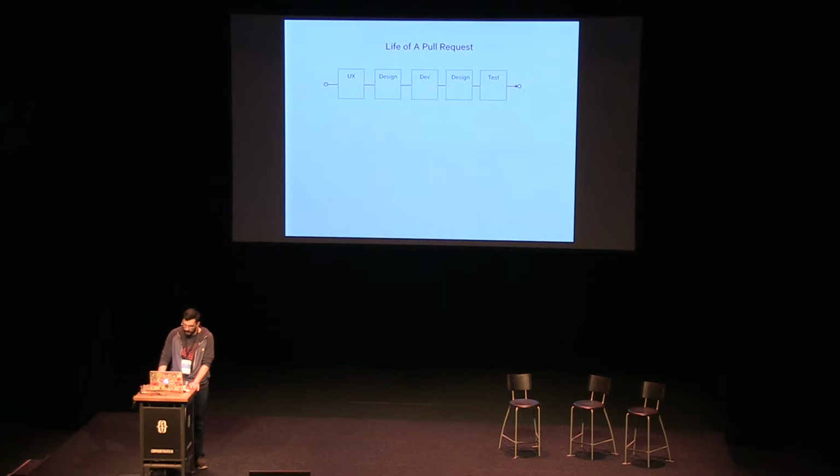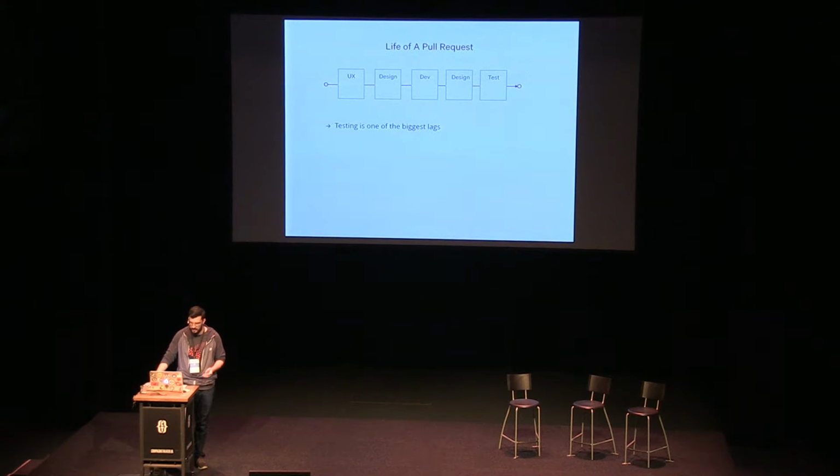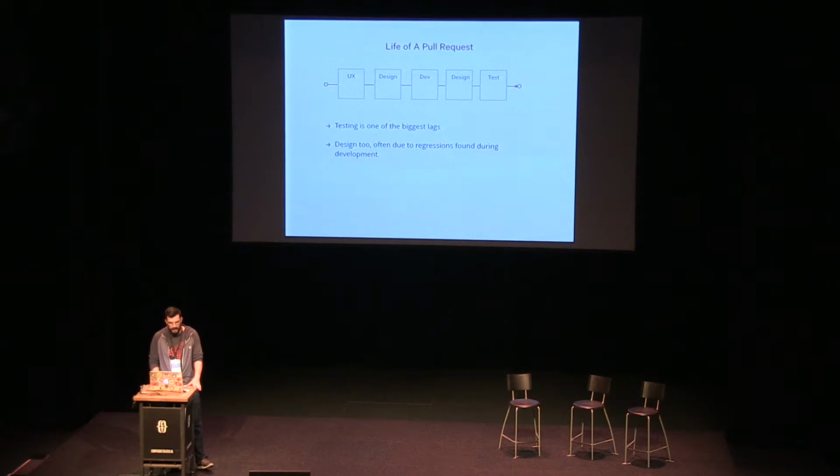Within the life of a pull request, testing is often one of the largest lags, especially if you're waiting until the story is done before handing it off to a tester. Design can also be a cause of a lot of rework as PRs get merged in. You might have regressions due to styling issues and conflicts.